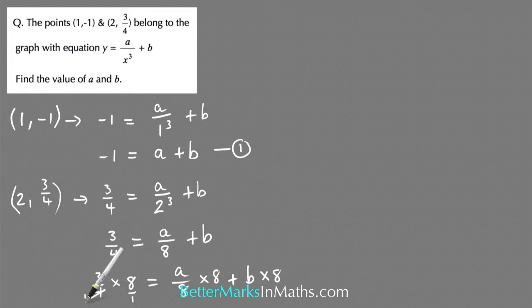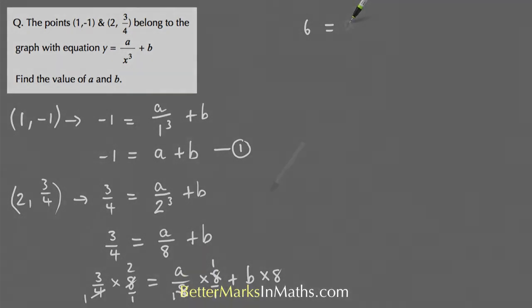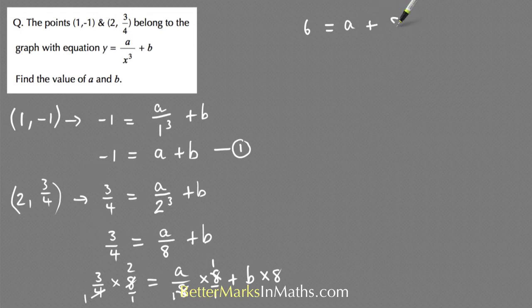4 goes into itself once and into 8 twice, and then you're left with 3 times 2 is 6, over 1 times 1 is 1, 6 over 1 equals 6, so 6 equals, and then these 8s cancel, 8 into 8 is 1, a times 1 is a, and plus 8b. And that's the second equation. I'm going to rearrange this so I've got a being the subject. So I'm going to go 6 minus 8b, moving the 8b to the left-hand side, equals a, and call that equation 2.